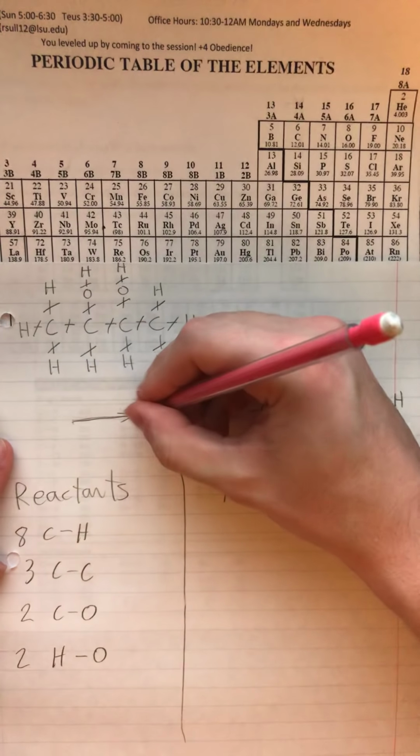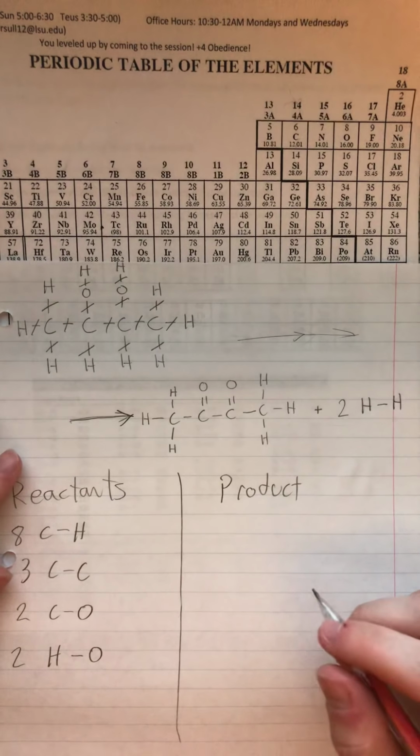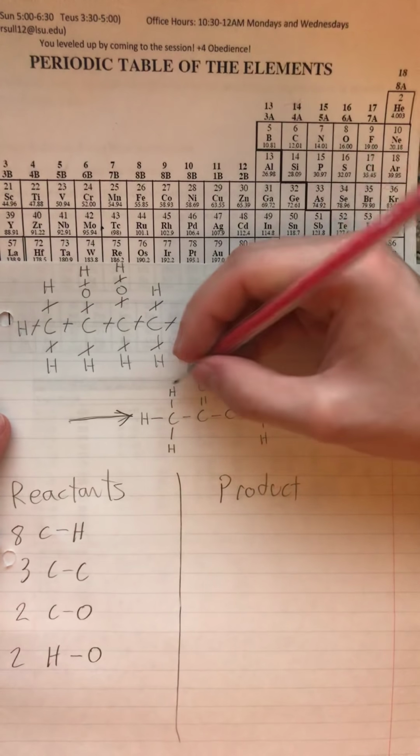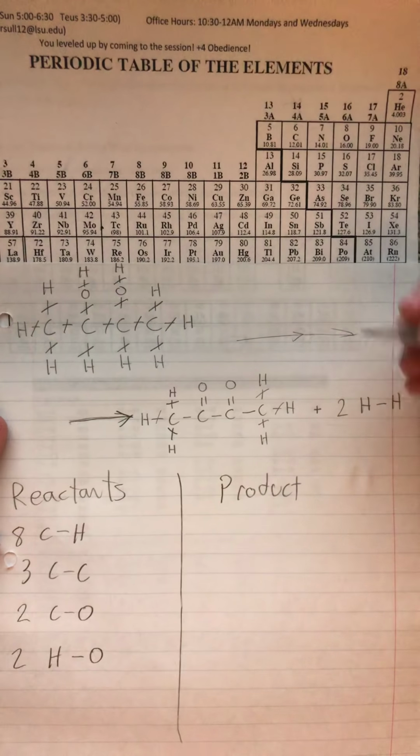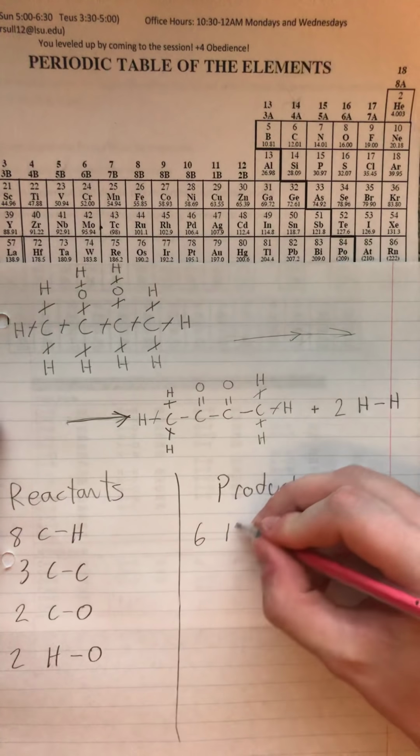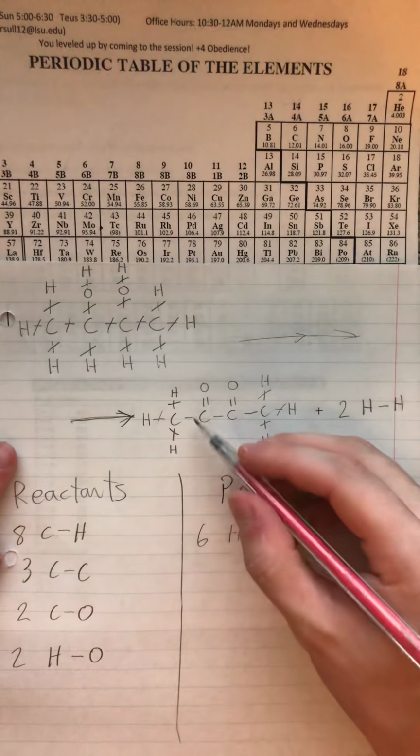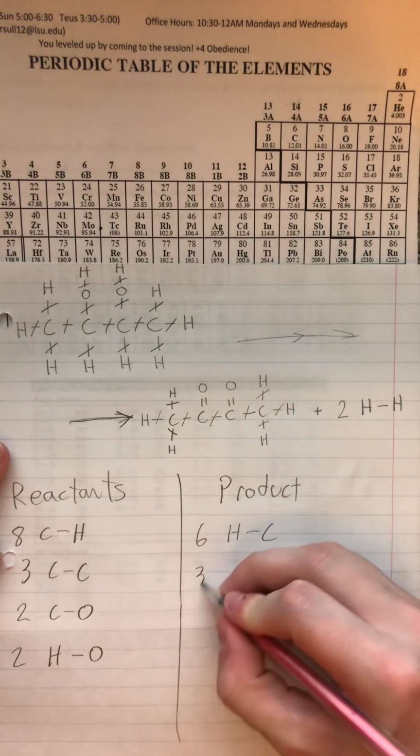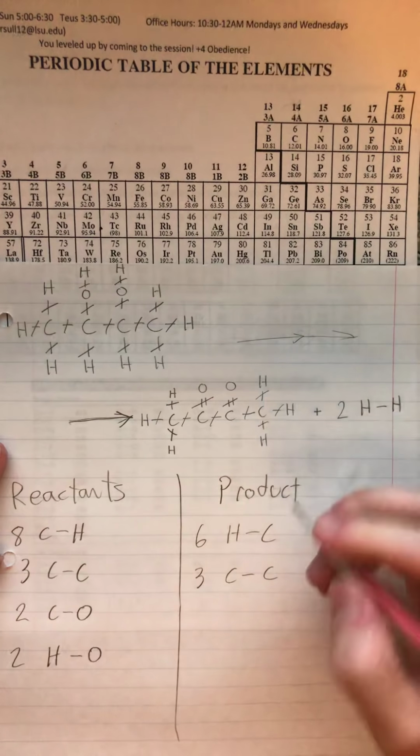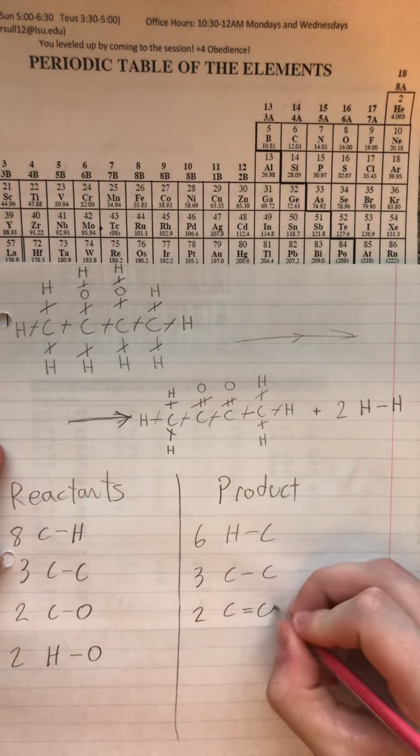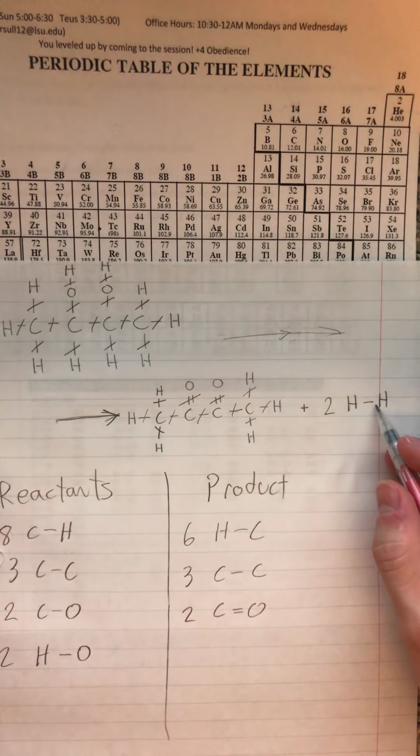So this thing and this thing are my products. So again, starting with H to C, I've got 1, 2, 3, 4, 5, 6. So 6 H to C bonds, or C to H bonds. Then I've got 1, 2, 3 C to C bonds. And then I've got 1, 2 C to O double bonds. And then I've got 2 H to H single bonds.